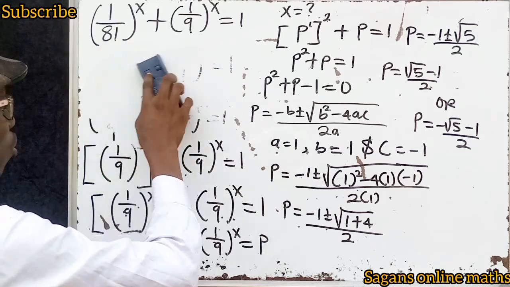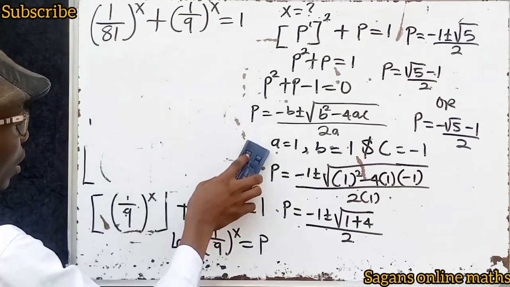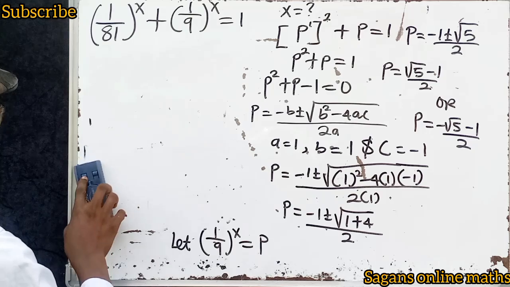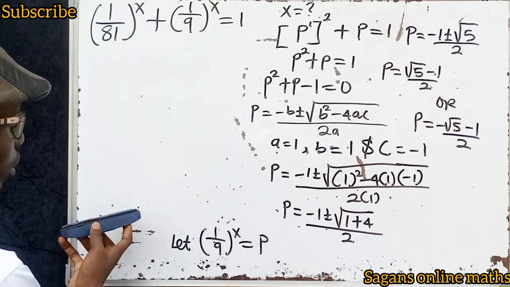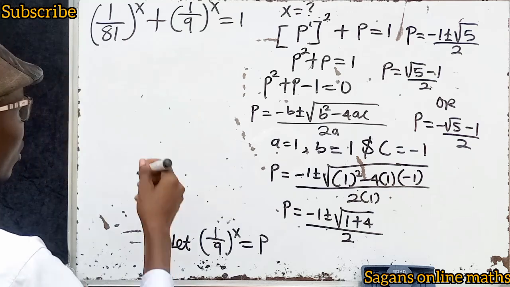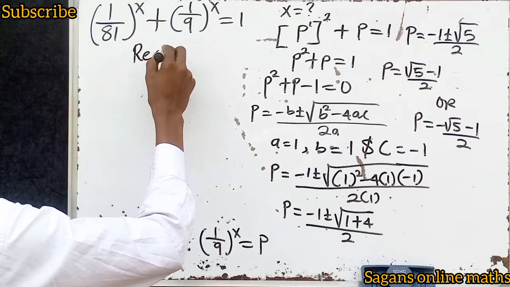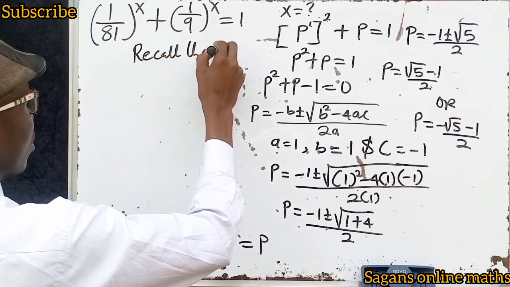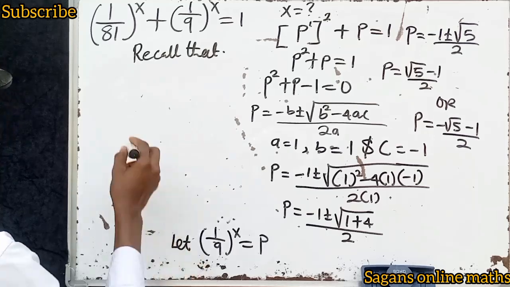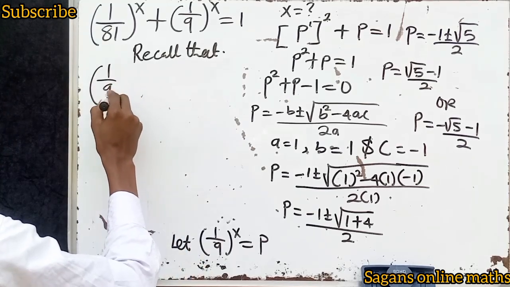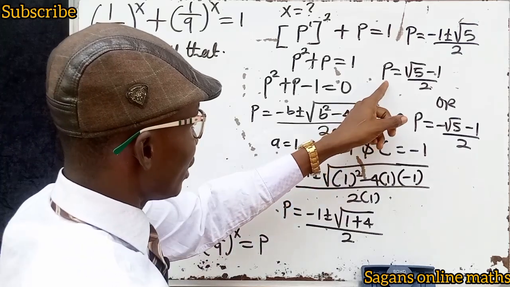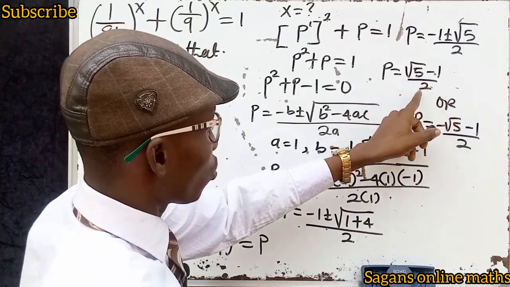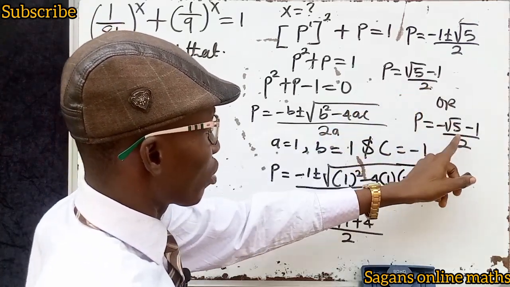x. Now let's recall from here, so I can find the value of x. Wow, this is amazing. I love this, right? This is proper genius. Alright. Now let's recall that from here 1 divided by 9, all to the power of x, is equal to p. But we got that p is root 5 minus 1 over 2, or p is equal to minus root 5 minus 1 divided by 2.